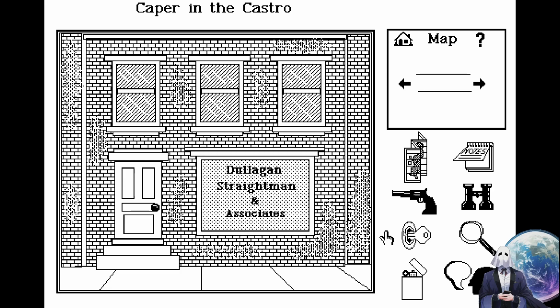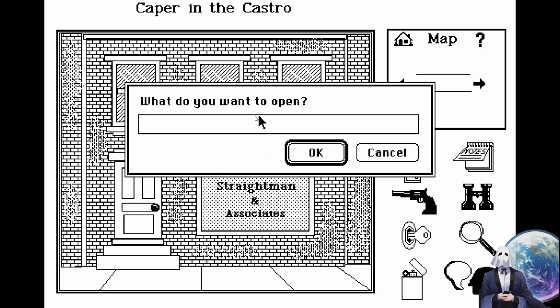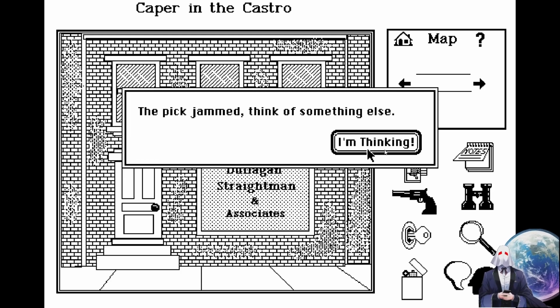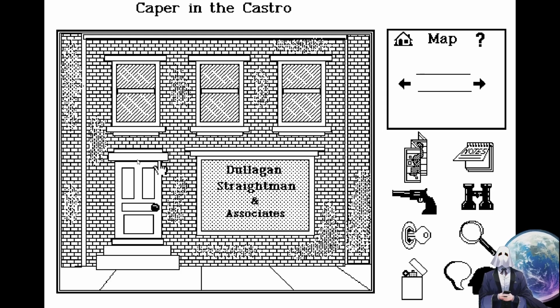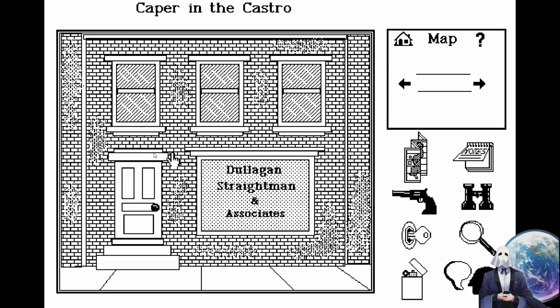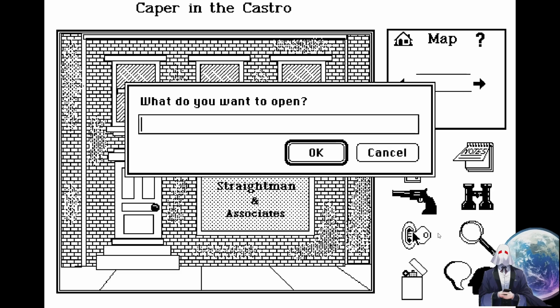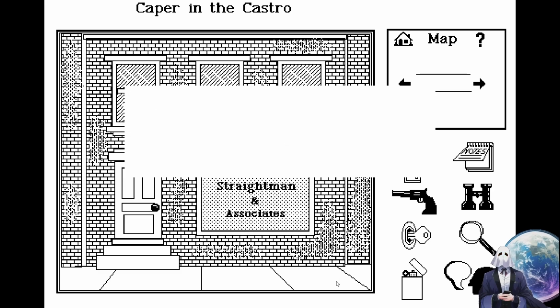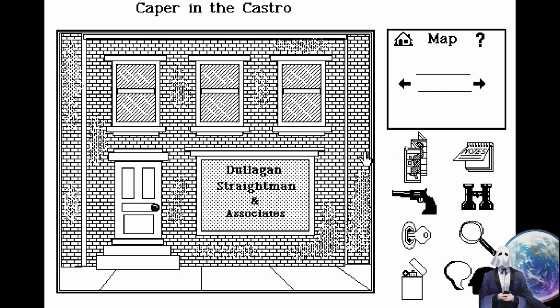Door is locked. Oh. What do I want to open? Door. The pick jammed. Think of something else. I'm thinking... shadows behind the curtains. You notice something moving. Locked. Let's see, I'm gonna guess I can't do it a second time. Window. Don't be silly, teehee. Okay. Ugh. Can I get the dang... Alright, there we go. If I move left and then right and then left again, it kind of lines up, kind of.